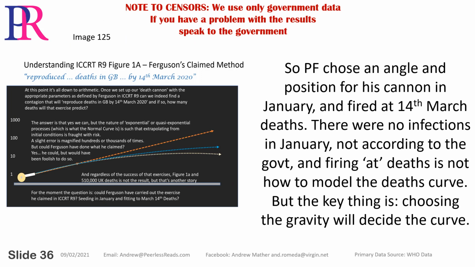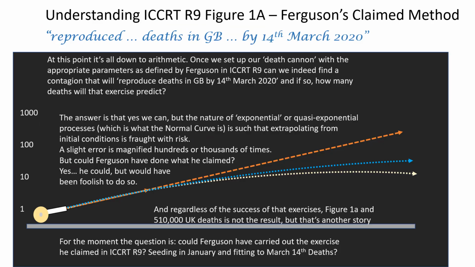So Professor Ferguson chose an angle and position for his cannon in January and fired at 14th of March deaths. There were no infections in January, not according to the government, and firing at deaths is not how to model the deaths curve. But the key thing is, choosing the gravity will decide the curve.